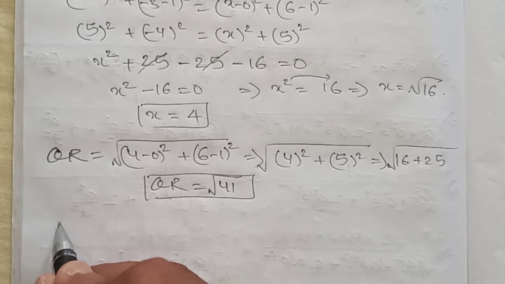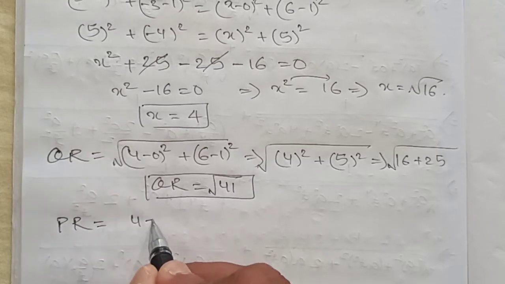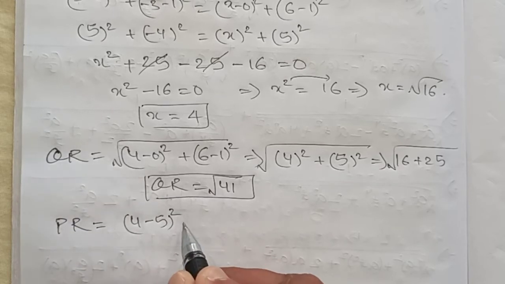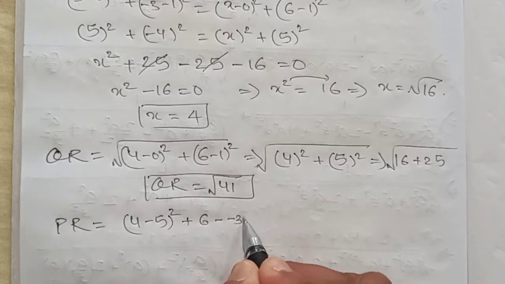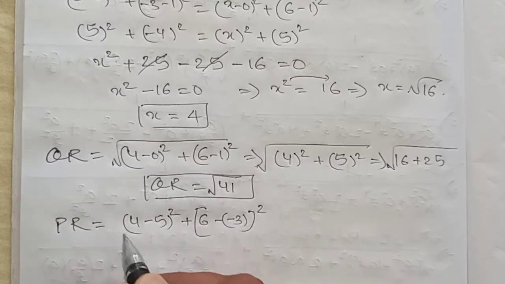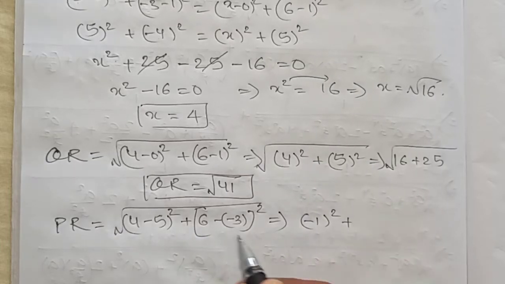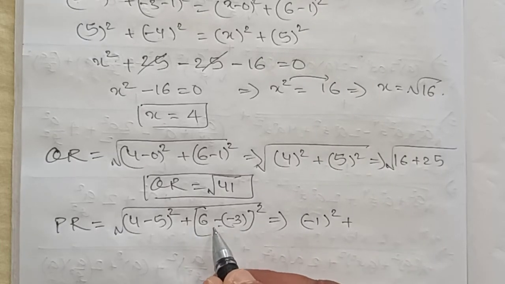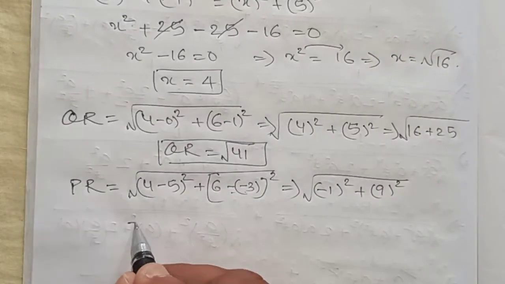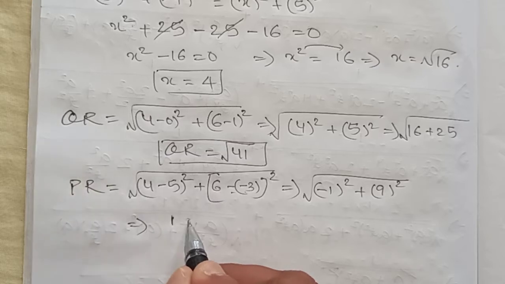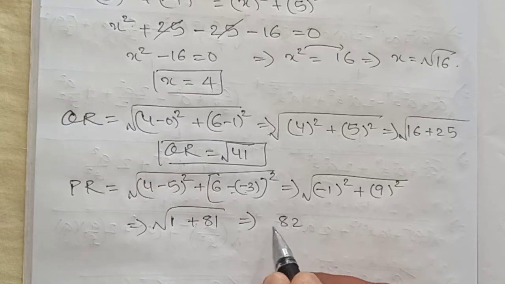Now the value of PR, the distance between PR will be square root of (4 minus 5) whole square, x2 minus x1 whole square, plus (6 minus 3) whole square. 4 minus 5 is minus 1 square, 6 minus minus is plus, so 6 plus 3 is 9 square, square root. Minus 1 square is 1, 9 squared is 81, square root of 1 plus 81. So we will get square root of 82.